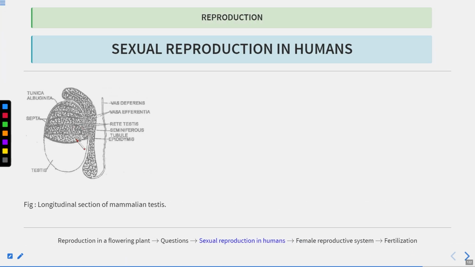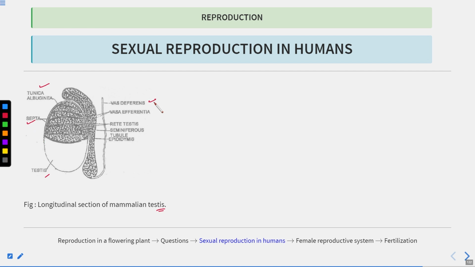This is clear? Now this is the longitudinal section of the mammalian testes. Means this is the LS of the mammalian testes. So this is the testes, you can see it is an oval structure. Here is the layer tunica albuginea. Here you can see the septa, which divides the testes into lobules.